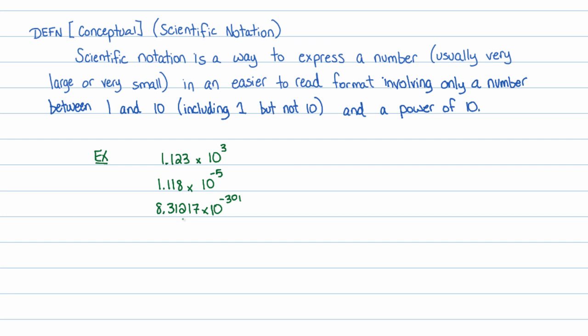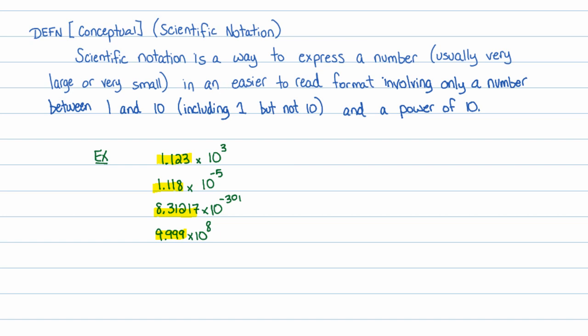Notice that each of these numbers that hang out front here, that I've written, they're all numbers between 1 and 10. So even 9.999 times 10 to the 8th is still considered a number in scientific notation, because the number out front, what we call the mantissa, is a number between 1 and 10. It doesn't include 10. You cannot have 10.